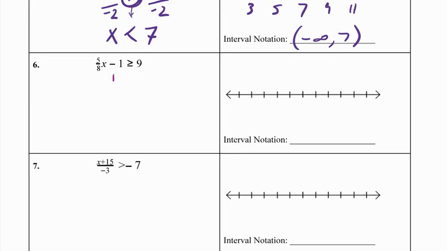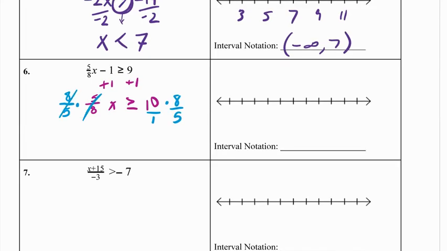Number 6, add 1 to both sides. 5/8 of an x is greater than or equal to 10. To undo that fraction, we'll multiply by another fraction, and we multiply by its reciprocal, right? We flip it. 8/5 instead of 5/8. Put your whole numbers over 1. That'll make your fraction multiplications easier, lead to fewer mistakes. These fractions will just cancel out.